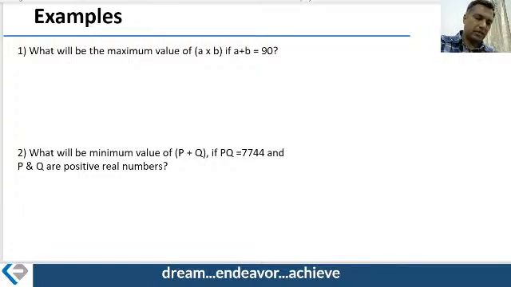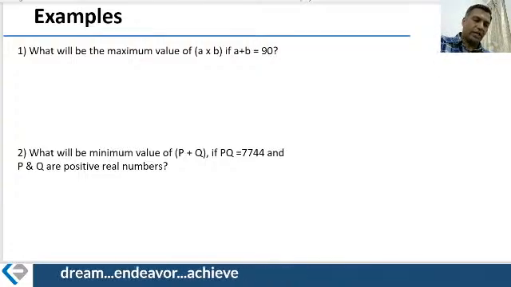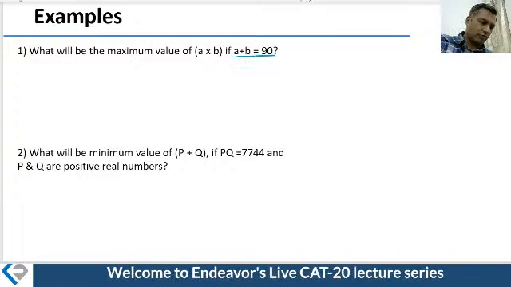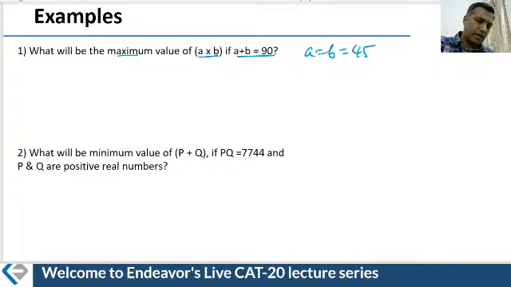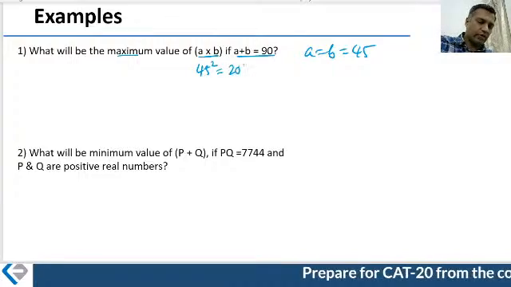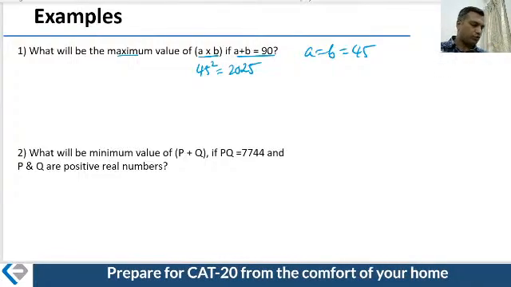The second one might have taken a little time for you. This is perfect. A into B, A plus B is 90. Therefore, you would have written this as sum is constant. Therefore, the product is maximum when A is equal to B, both equal to 45 each. What will be the maximum value of this product? The result is nothing but 45 square, which is 2025. Good. Next one, what will be the minimum value of this?